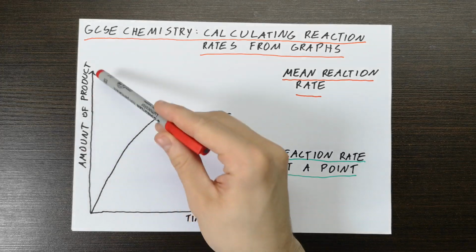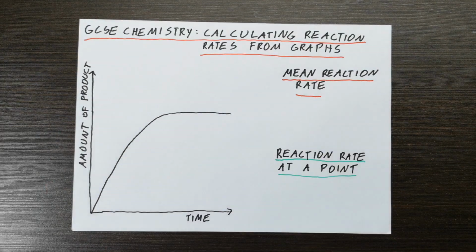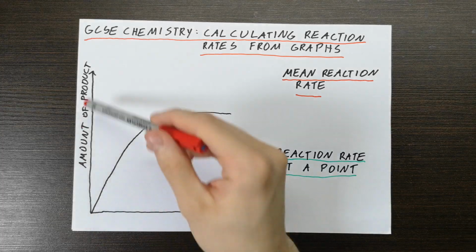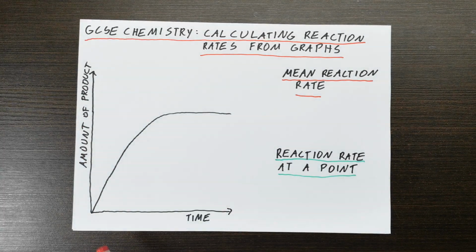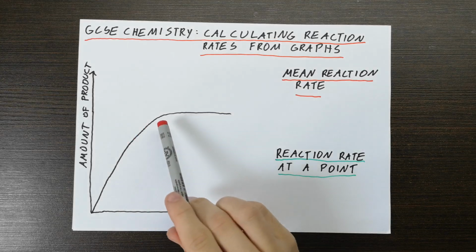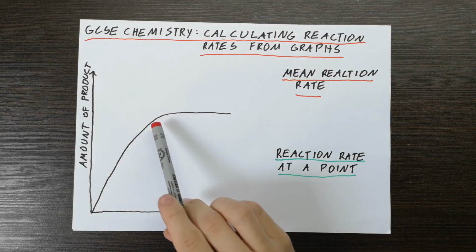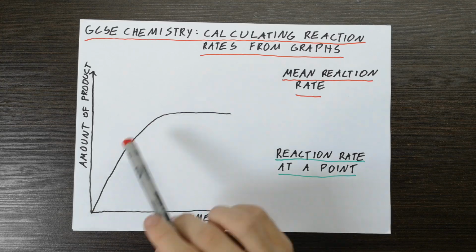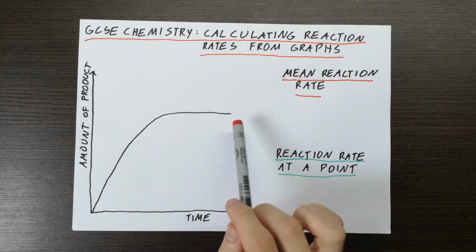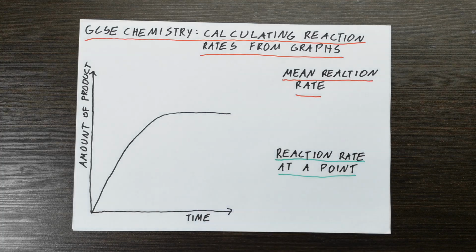So here we have our typical reaction graph, and in the y-axis we have amount of product, and in the x-axis we have time. As the reaction progresses, we are getting more product, and then once the reaction is finished, we are not getting any more product. So the line flatlines. If we get a flat line, that means the reaction is finished, as we discussed in previous videos. So that's our typical reaction graph, nothing special about it. But how do we actually calculate stuff from it?